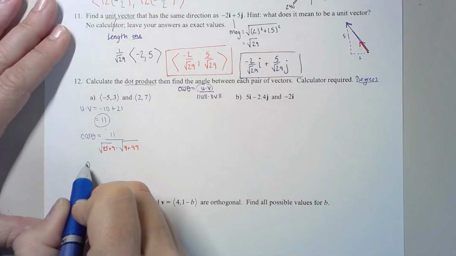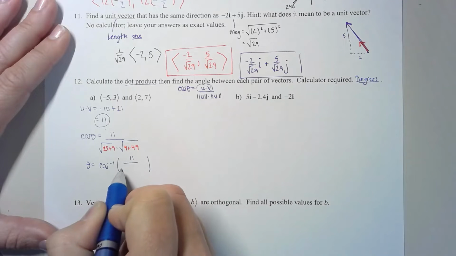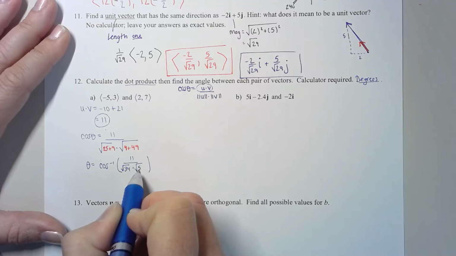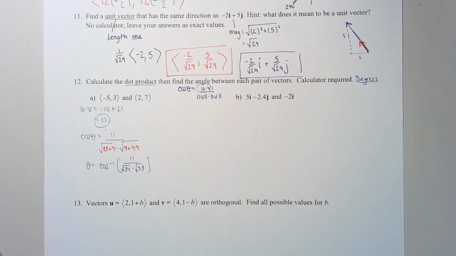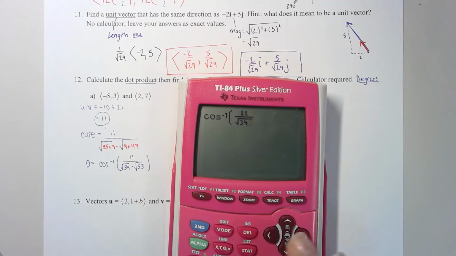All right, so we want to get theta by itself, so we're going to do the inverse cosine of 11 over radical 34 times radical 53. I'm going to go grab my calculator. So I've got it in degree mode. I've got the inverse cosine of 11 on top, and the square root of 34 times the square root of 53. And we get 74.982 degrees.